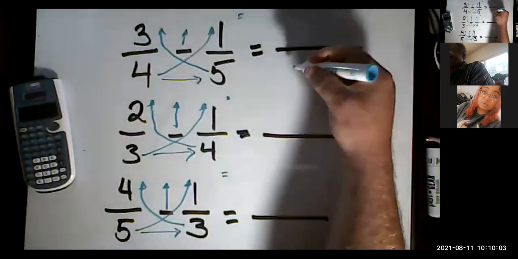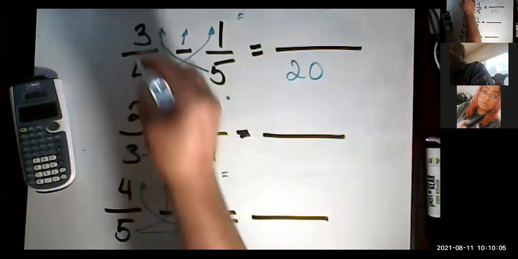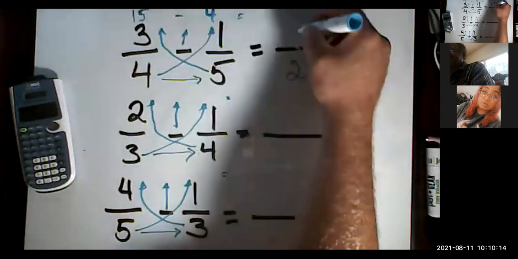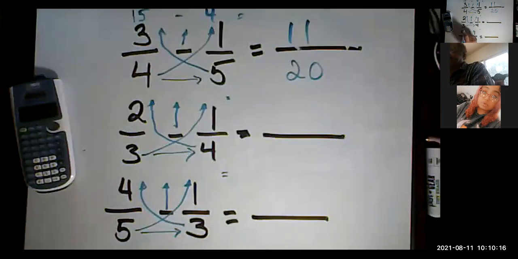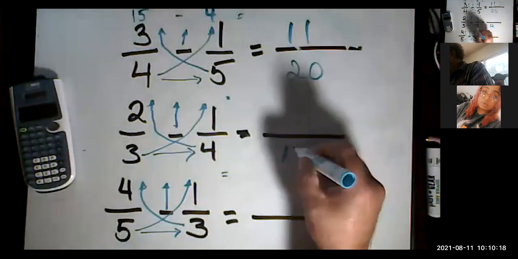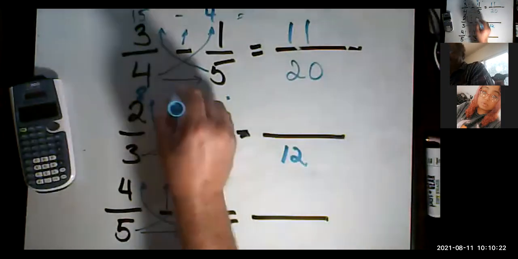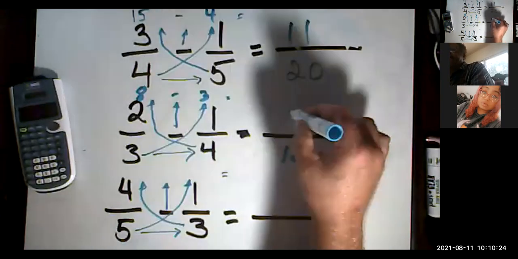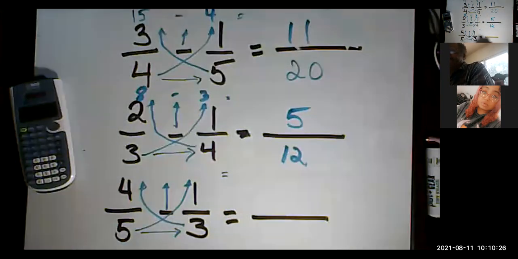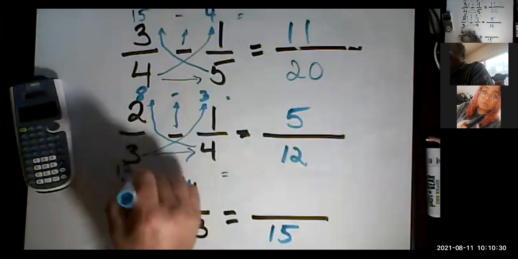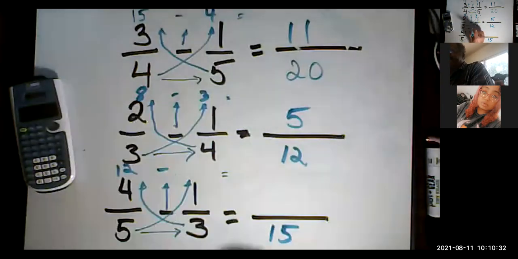That would be 20. 20/11. This is 15. We lift up a minus. That's 4. So 11/20 right there. Should be 12. That's 8. 5/12. And 15, 7/15. 12 minus.